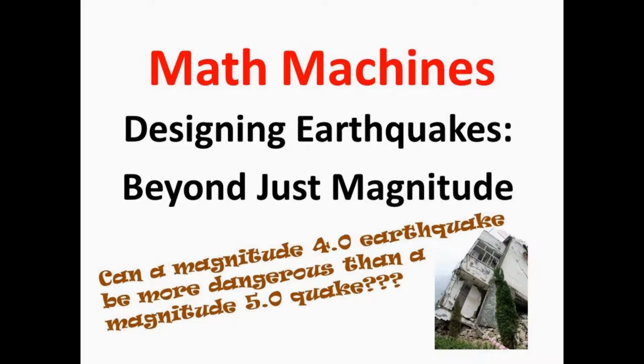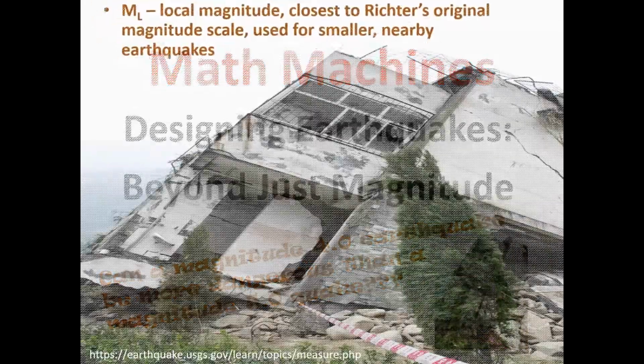The first video in this series looked at the original Richter magnitude of earthquakes, which is based on the maximum horizontal displacement of the ground. Now we focus on another factor which is even more important in assessing the danger of earthquakes, a factor directly linked to Newton's second law. To demonstrate our point, we will design a magnitude 4 earthquake which causes more damage than a magnitude 5 quake.